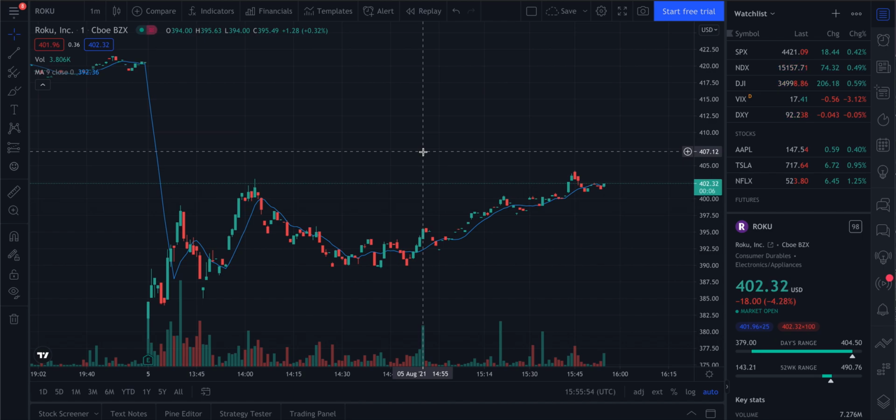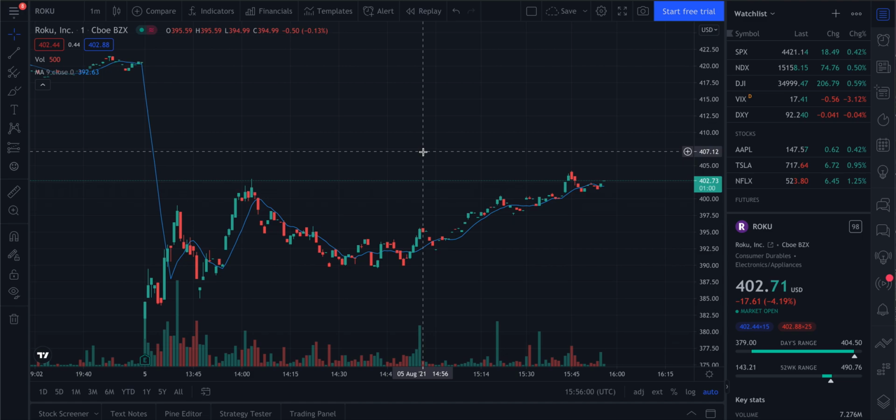I'm going to say that again. Don't force trades, because like I said, 9 times out of 10 you're going to lose. But I would say those are the pros and cons of scalping.